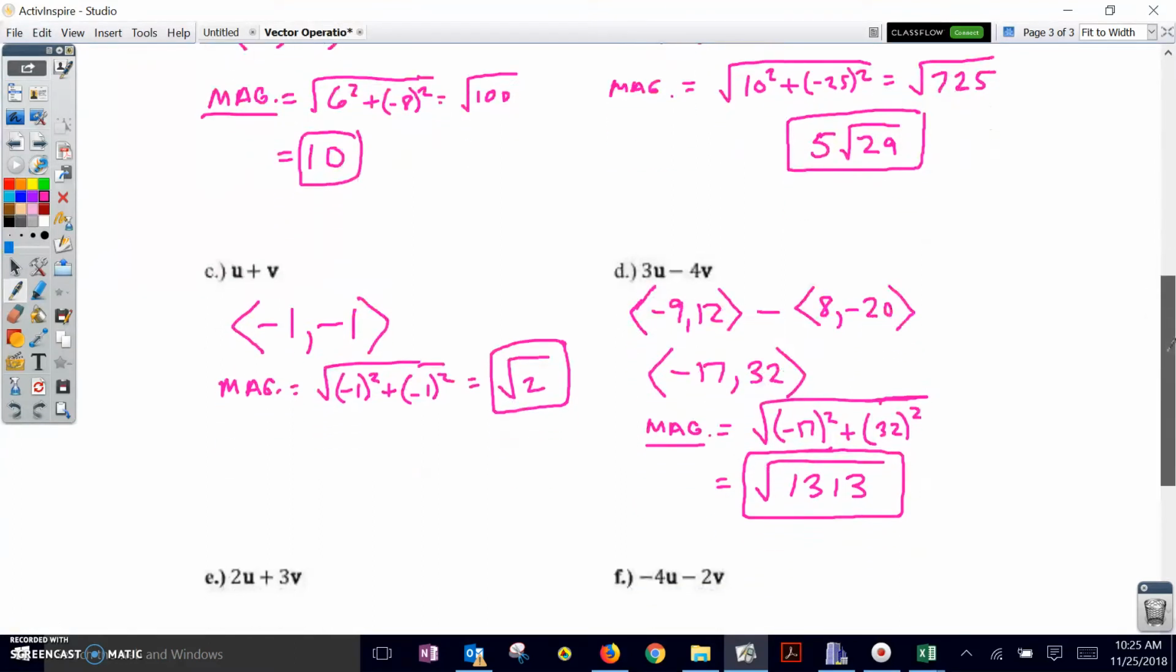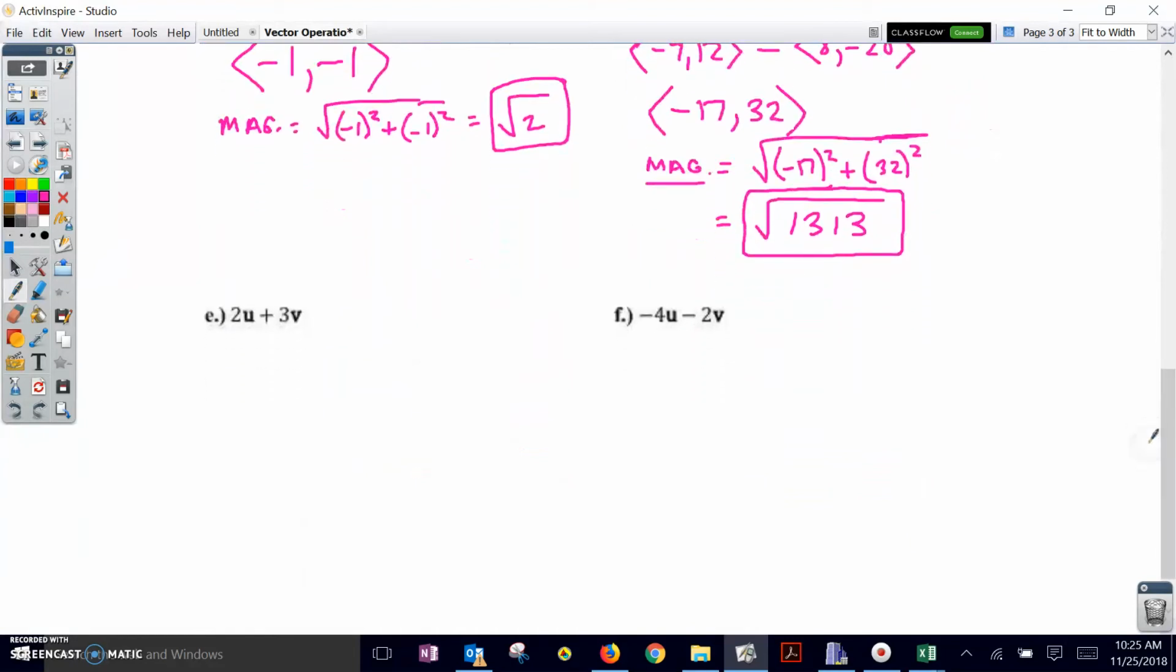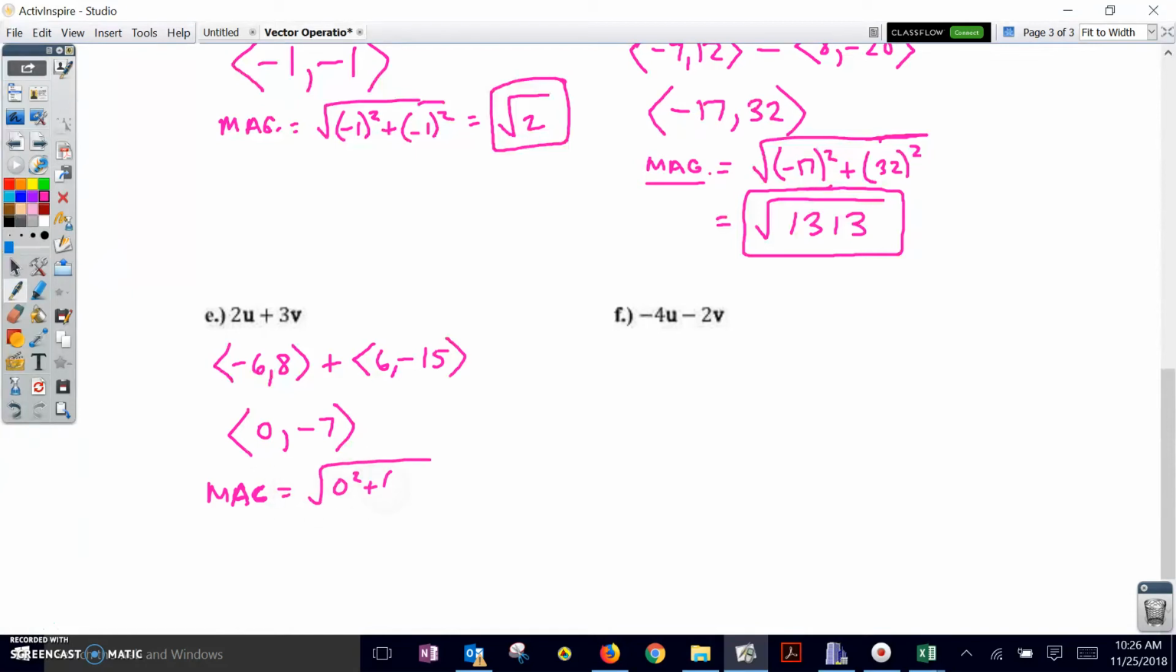Alright, let's move on to example E. We've got 2u plus 3v. So let's see, 2u is the vector <-6, 8>. And 3v is the vector <6, -15>. So we'll add those two together, and we get the vector <0, -7>. And the magnitude of this one is pretty simple. It's the square root of 0 squared plus -7 squared, which is just going to be 7.